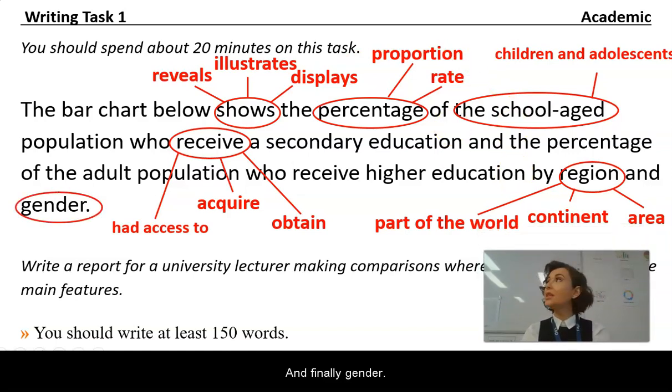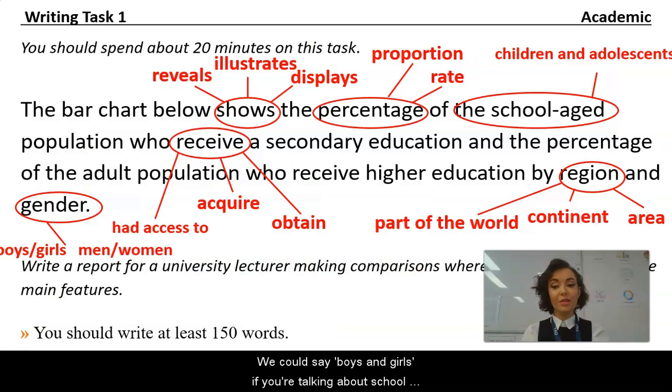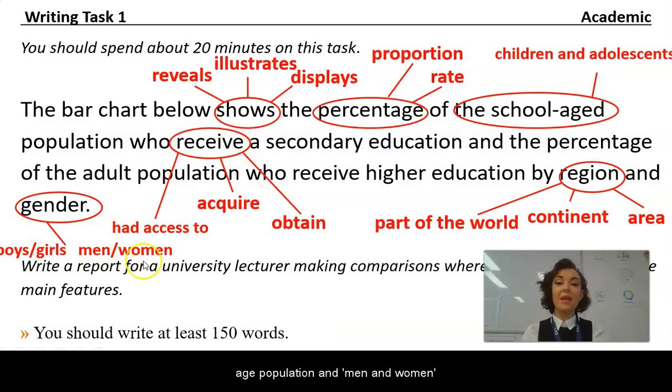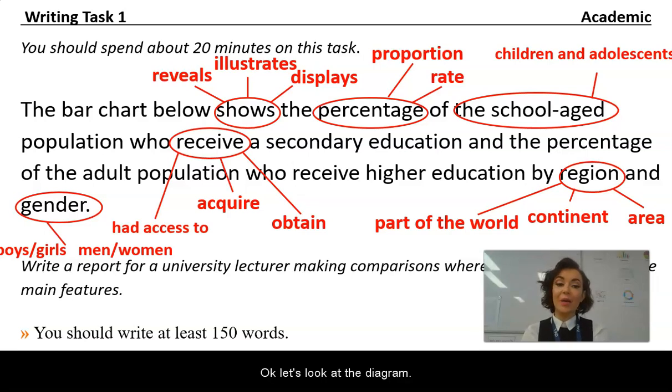And finally, gender, we could say boys and girls, if we're talking about school-aged population, and men and women if we're talking about adult population. So remember those synonyms because you will need them to write your introduction. Okay, let's look at the diagram.